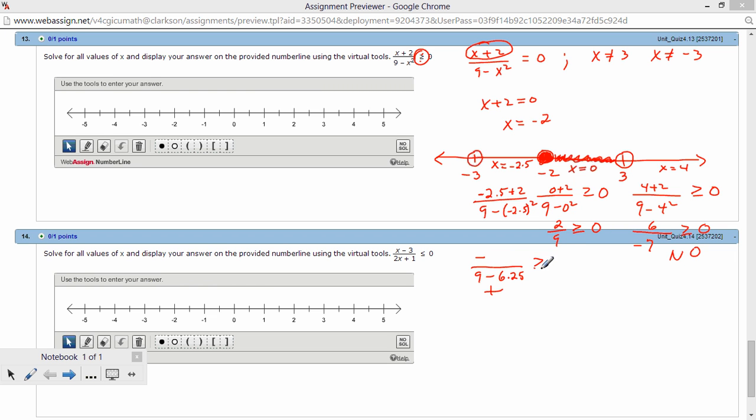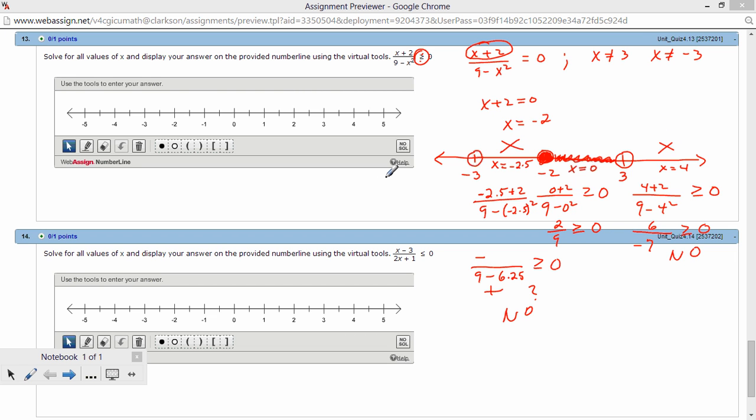But if you just look at the signs, we got a negative divided by a positive. Can that be greater than 0? That's the question, right? The answer is no. It cannot be greater than 0. So numbers in that region do not work. That region is a no. You're not going to include that as part of your solution.